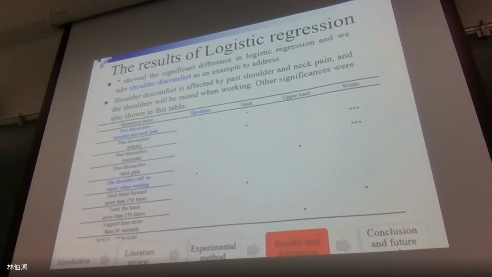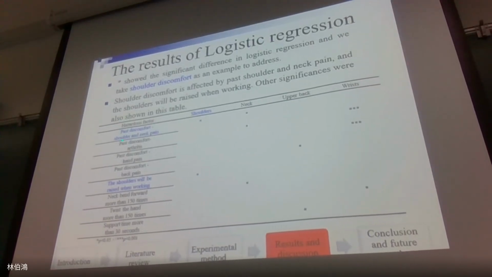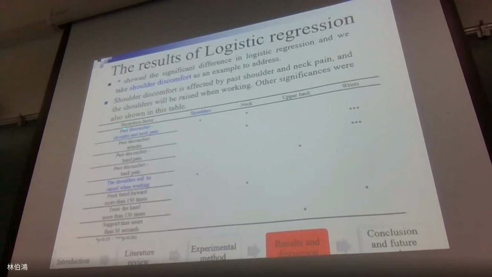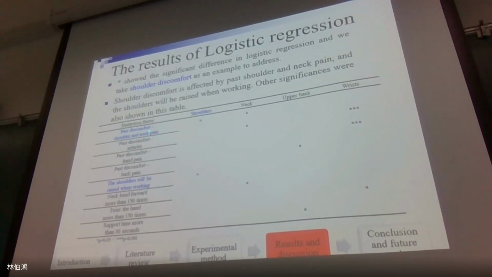So we try to find some risk factors. For the neck, past discomfort of the shoulder and neck can have an effect on the neck discomfort within the year, and also arthritis. And also the neck bending forward more than 150 times when you are moving. So we try to find these factors and summarize them in this table.